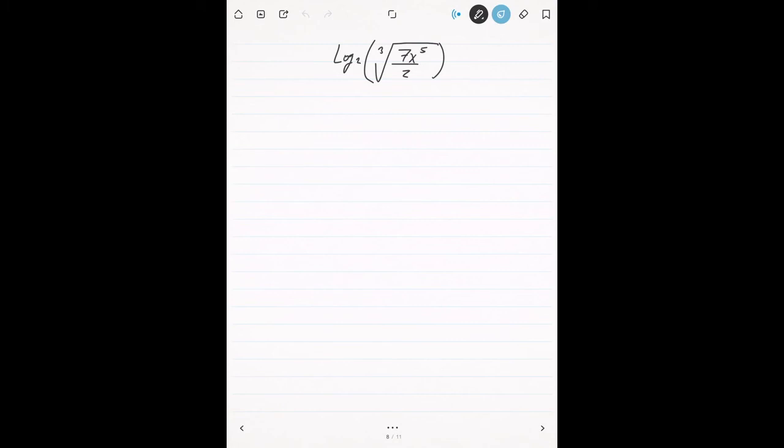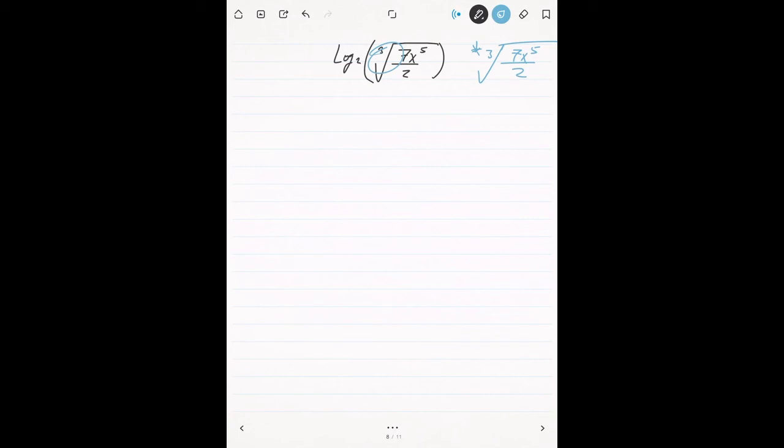Now let's take a look at this one where I have the entire argument in a root. So here, the argument is the cube root of 7x to the 5th over 2. Well, before I do anything, I want to get the 7, the x, and the 2 by themselves. That's my goal. I want to separate this logarithm so each one of these is their own argument. Before I can even do that, I have to address this cube root.